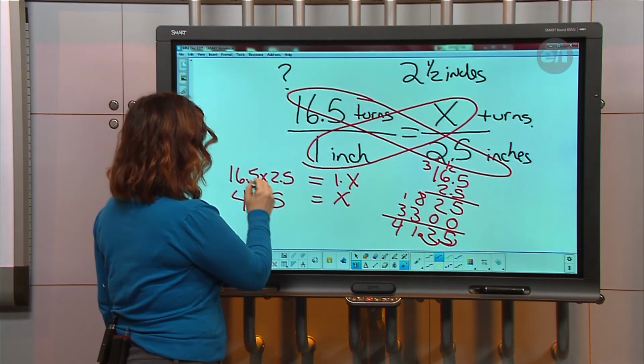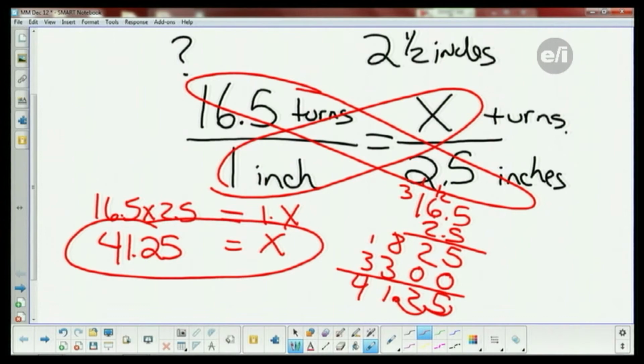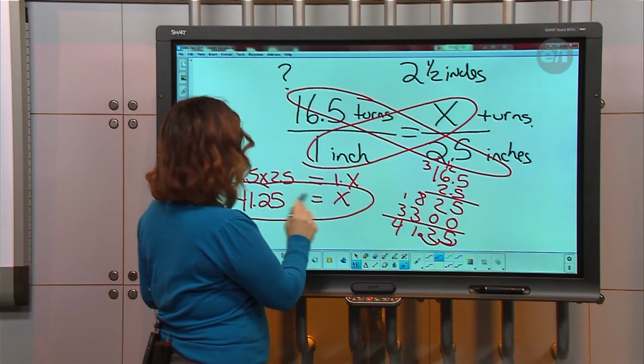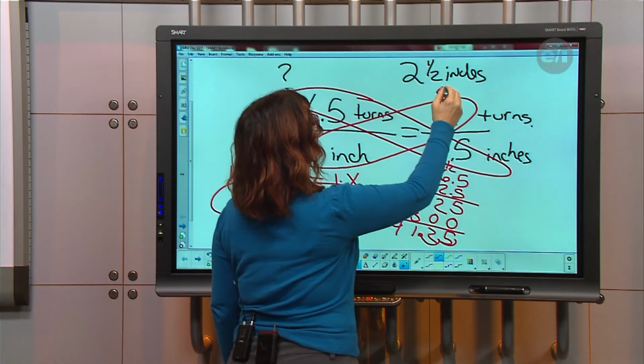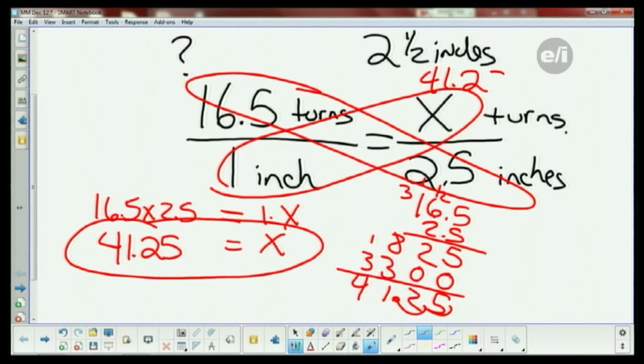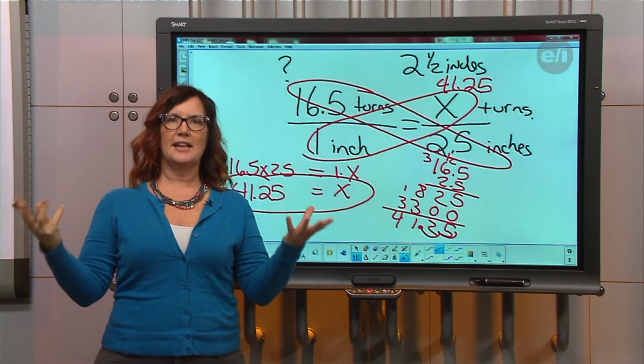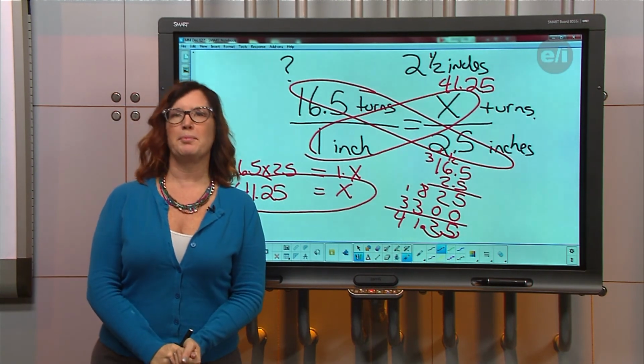So that's my answer, but it's 41.25 what? And here is why my proportion problem is great, because I come back here, x is 41.25. It's going to be 41 and a quarter turns that will get me 2.5 inches. So that is how you use unit rate to help you out with a proportion problem.